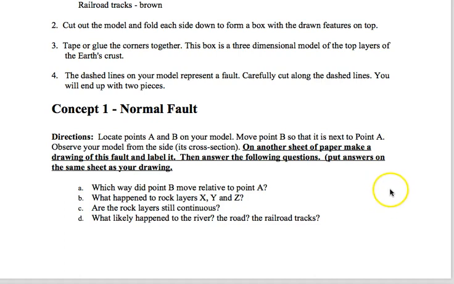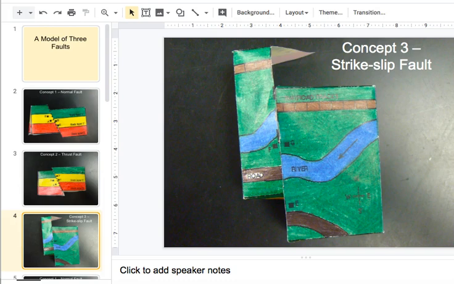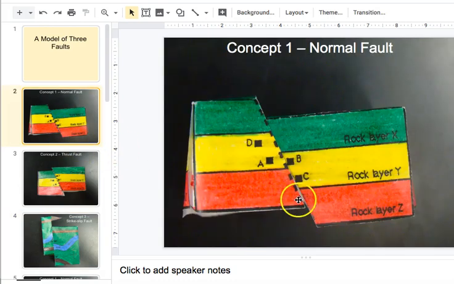So let's talk about those directions. I've got a copy of a PowerPoint here. What it means right here is move point A and point B so that they're right next to each other. So here's a copy of the model. You're just going to slide B down so that A and B are right next to each other.